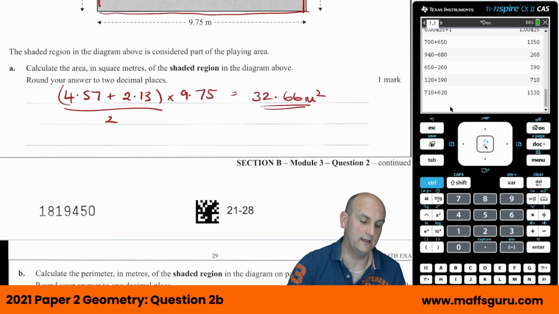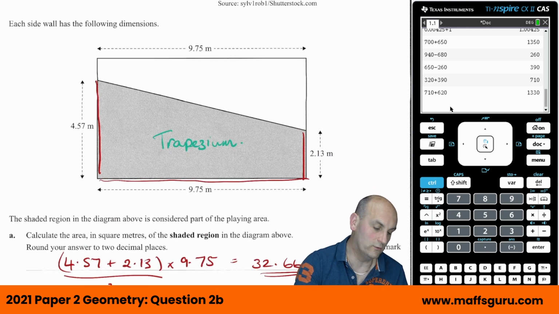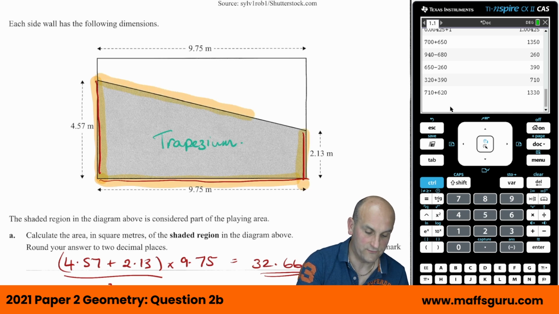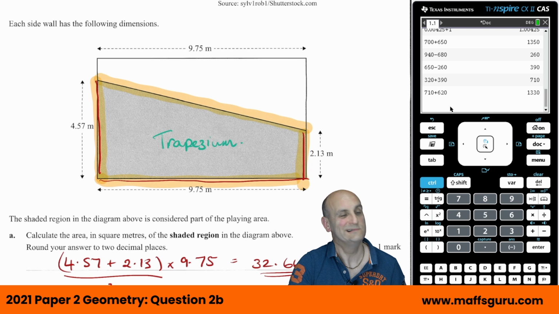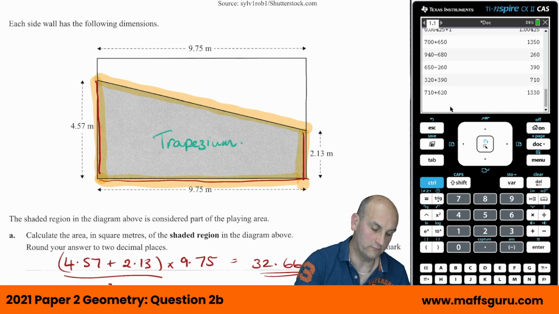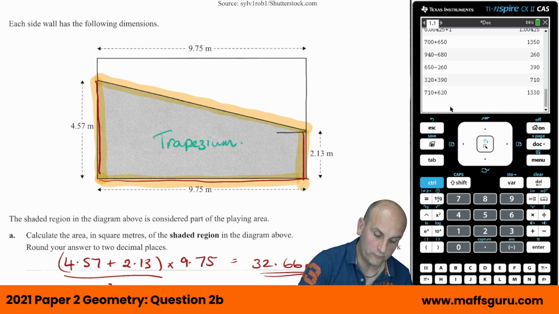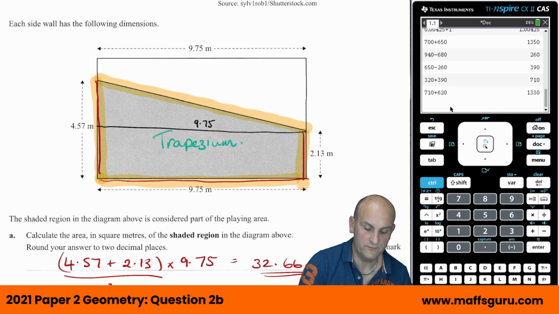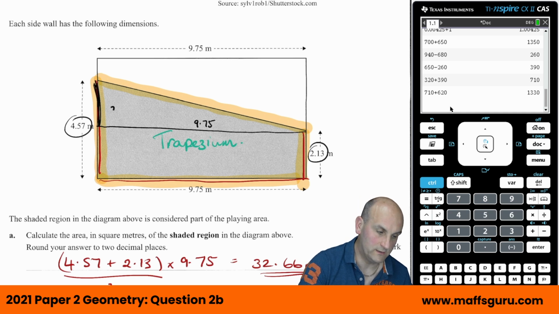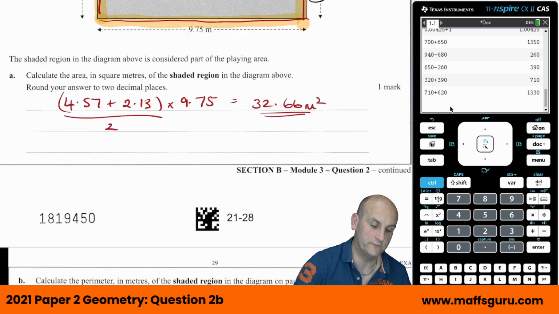Calculate the perimeter. Now, for the perimeter, you had already got this distance here, that distance there, and that distance there. So you had to find that distance there. Well, welcome to Pythagoras theorem. So what I had to do was draw a line here. I knew that was 9.75. I could find this distance here by doing 4.57 minus 2.13, which gave me 2.44 meters.